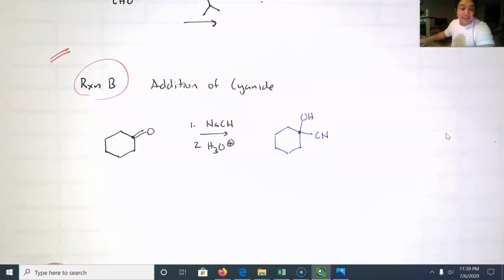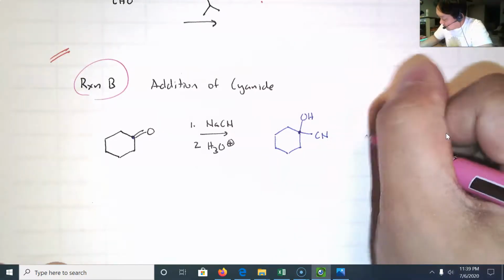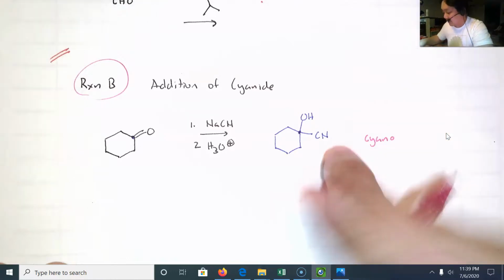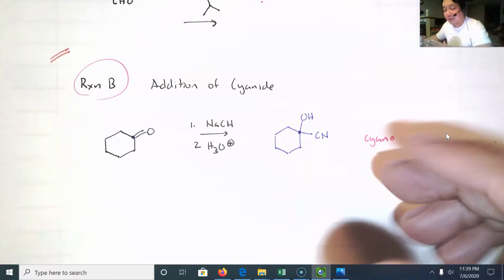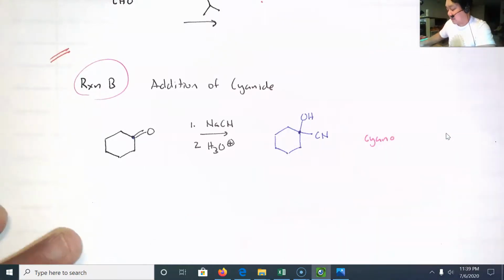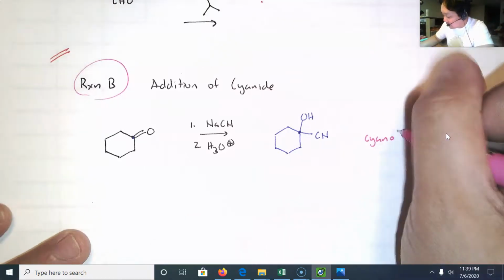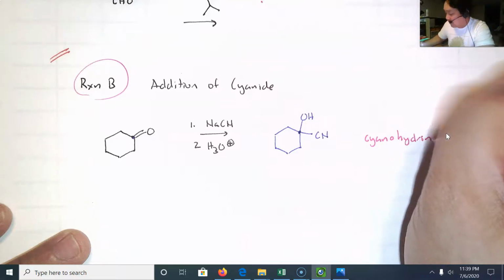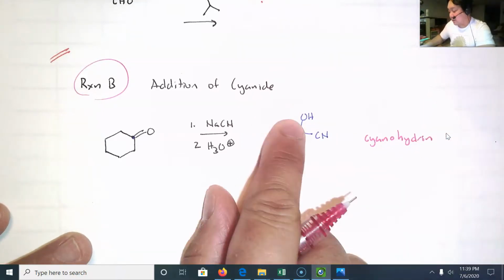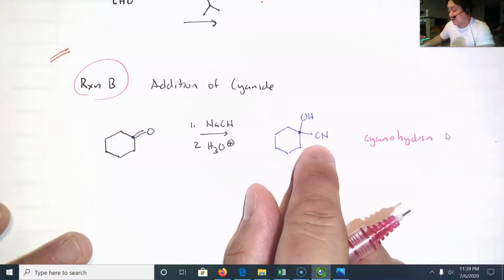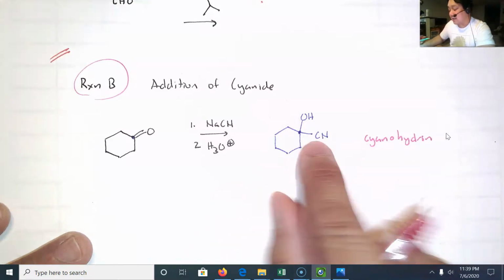This is called a cyanohydrin. Cyano for the cyanide group, or now it's a nitrile group. Cyano group, nitrile group, same thing. Cyanohydrin. One word. And you've heard of halohydrin, where you have OH and a Br, or OH and a Cl. This is not halohydrin, this is cyanohydrin.